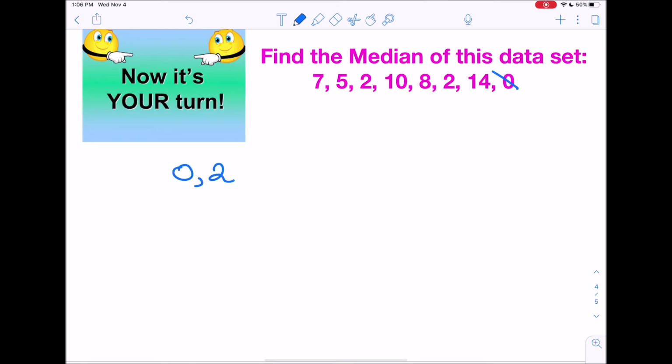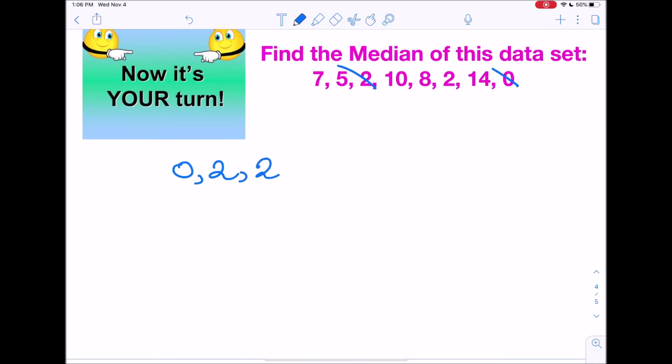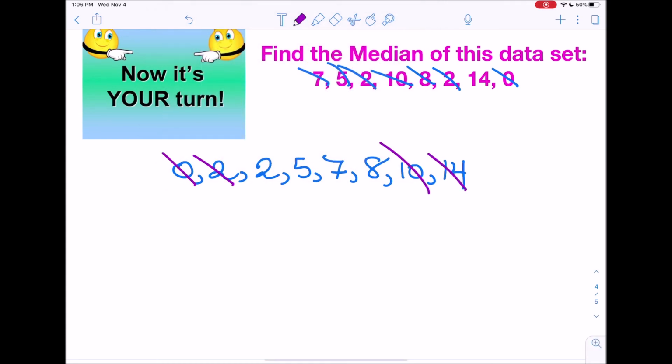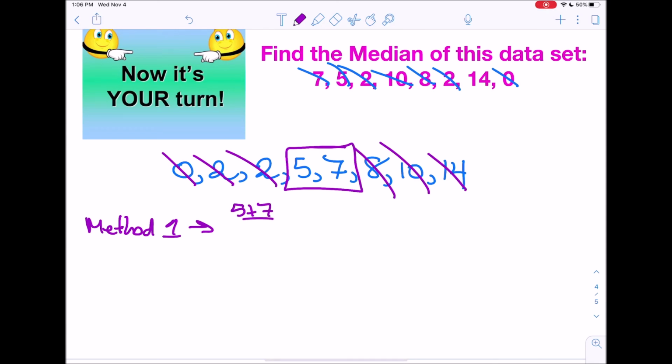So 0, 2. Notice there's a second 2, and yes, you have to write it. 5, 7, 8, 10, and 14. Okay, I'm now going to cross out numbers from either side, and I end up with 5 and 7. So, method 1, we can do 5 plus 7 divided by 2, which would be 12 divided by 2, which equals 6 for the median.